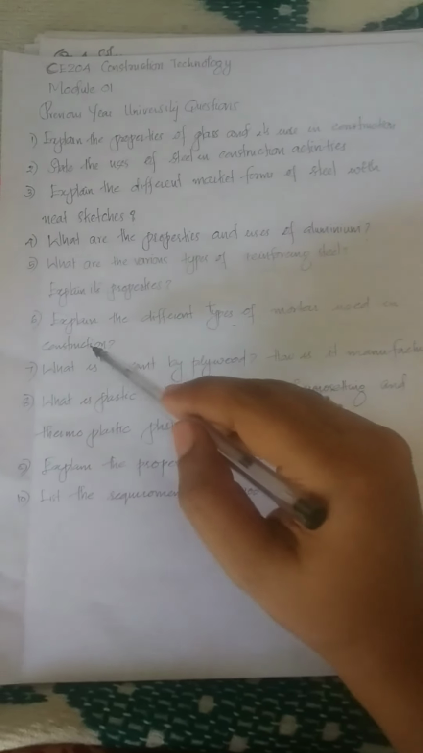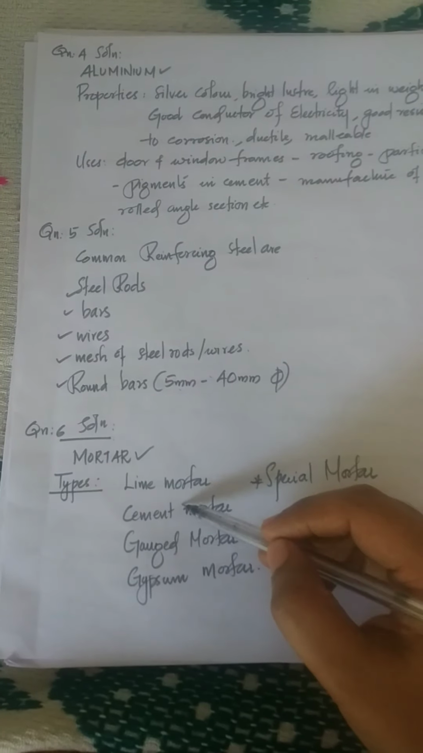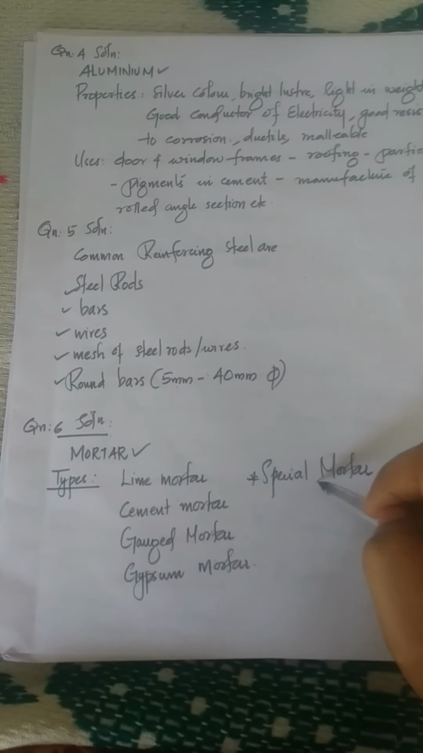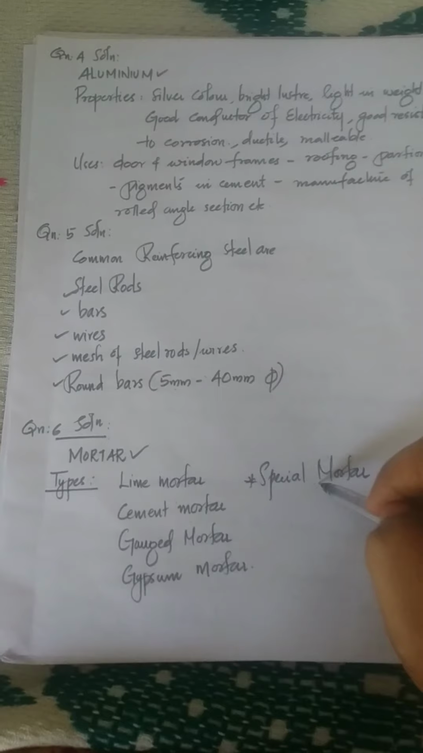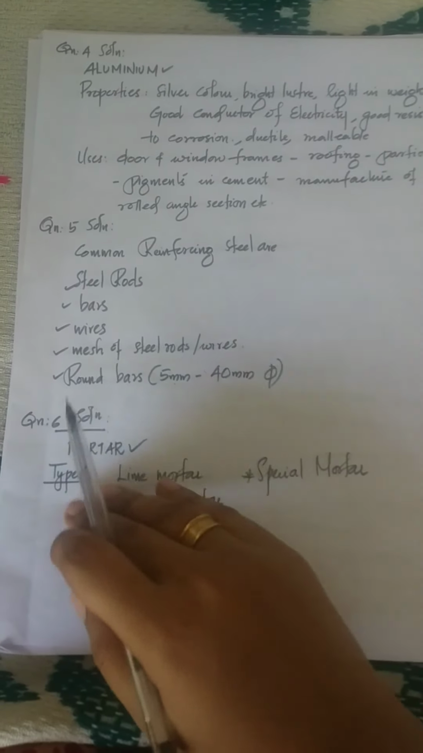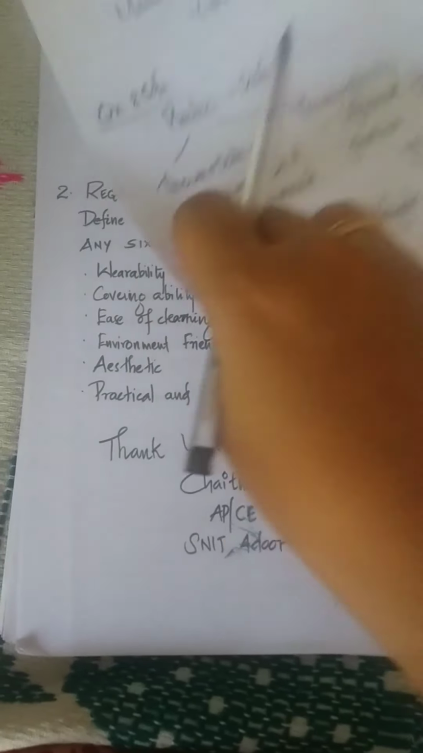Next is: explain the different types of mortar used in construction. First of all, you should write what mortar is and the different types: lime mortar, cement mortar, gauged mortar, gypsum mortar, and the special mortar categories. This will give you 7 marks. That is all about the sixth question.